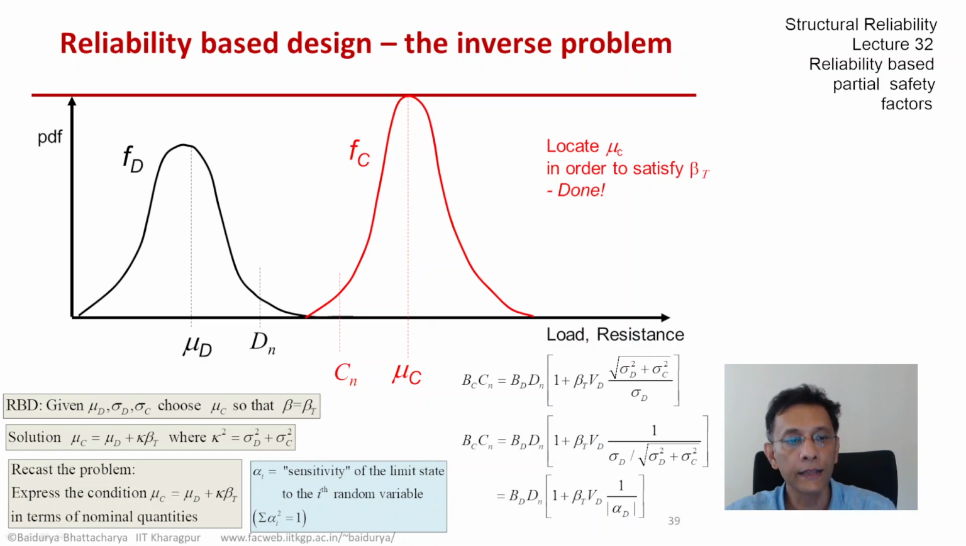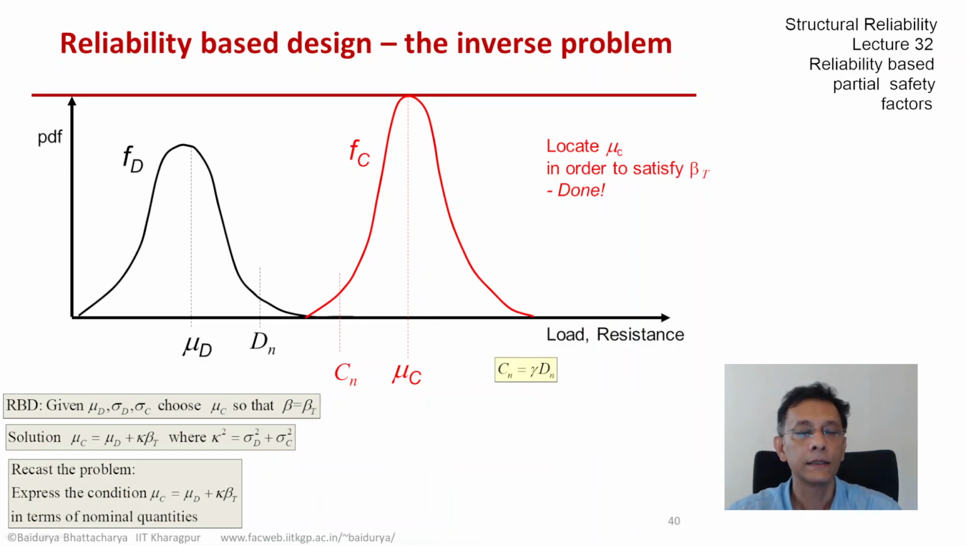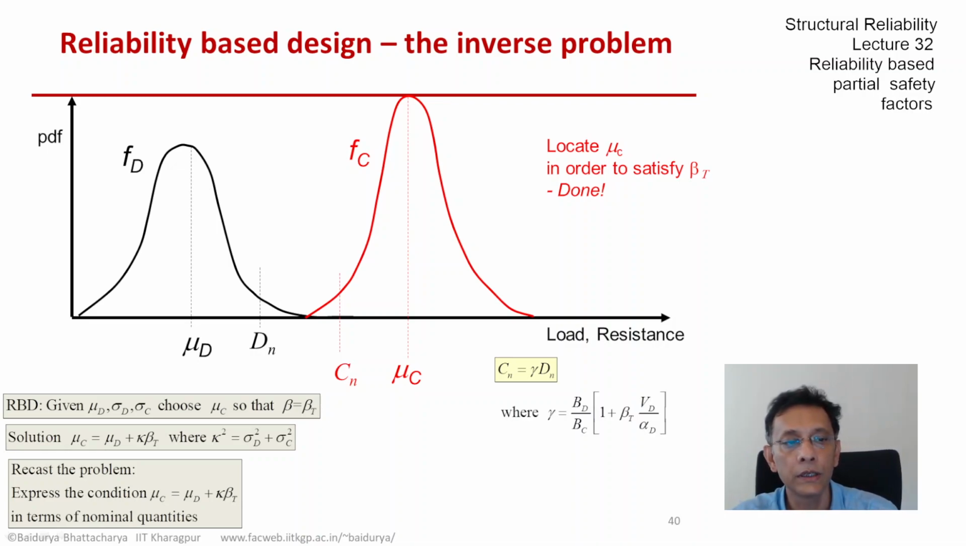So let's put all of this together, and we realize that if we just rename those quantities and put all of them into a single factor gamma, then we have arrived at a relationship Cn is equal to gamma times Dn, where gamma is an expression involving the ratio of the bias factors and a product of a term involving the target reliability, the uncertainty in D, and the sensitivity of D. Now let's put typical values just to see how much sense this would make.